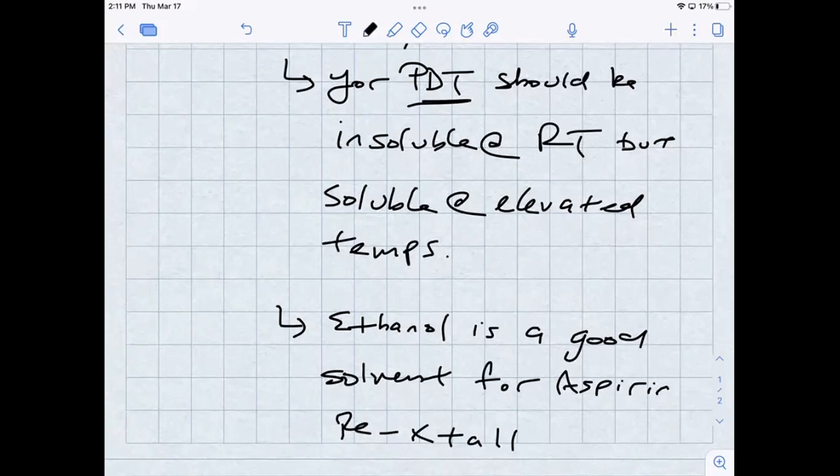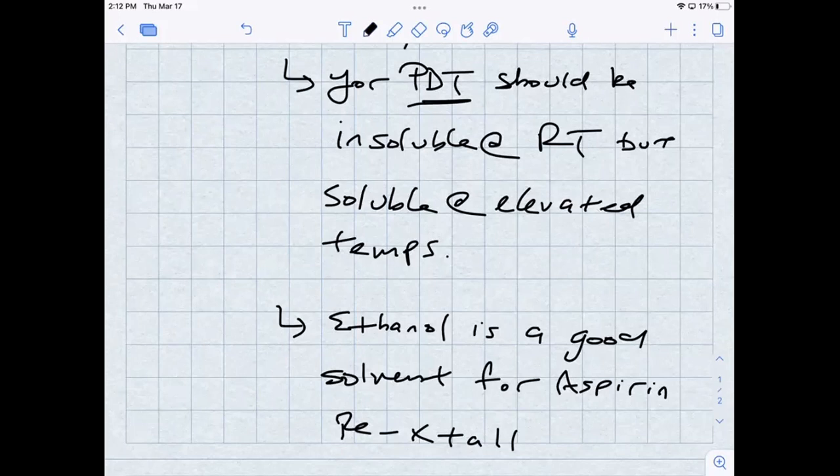So ethanol is the solvent that we're going to use. The reason is because at room temperature, aspirin is insoluble in ethanol. When you warm up ethanol, aspirin is soluble. And then as it cools down, it becomes insoluble again. So choosing the right solvent is the most critical part of doing recrystallization.